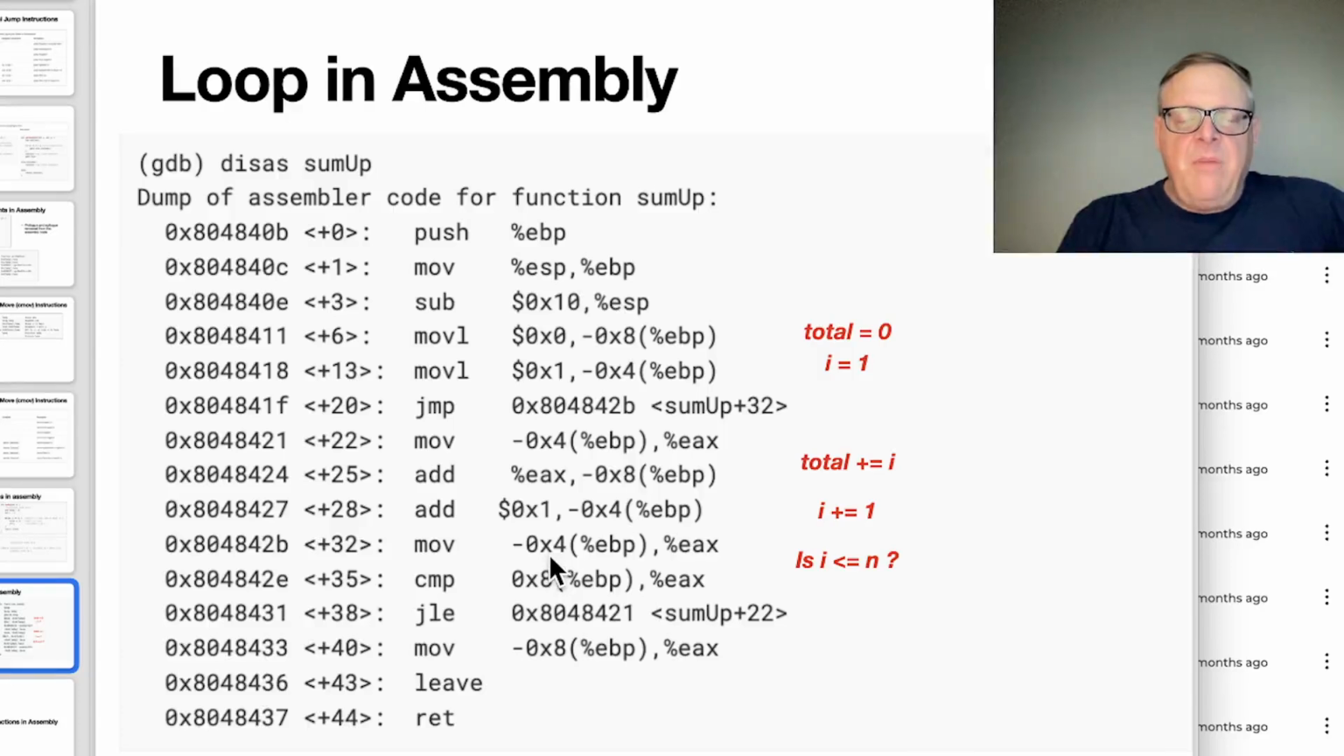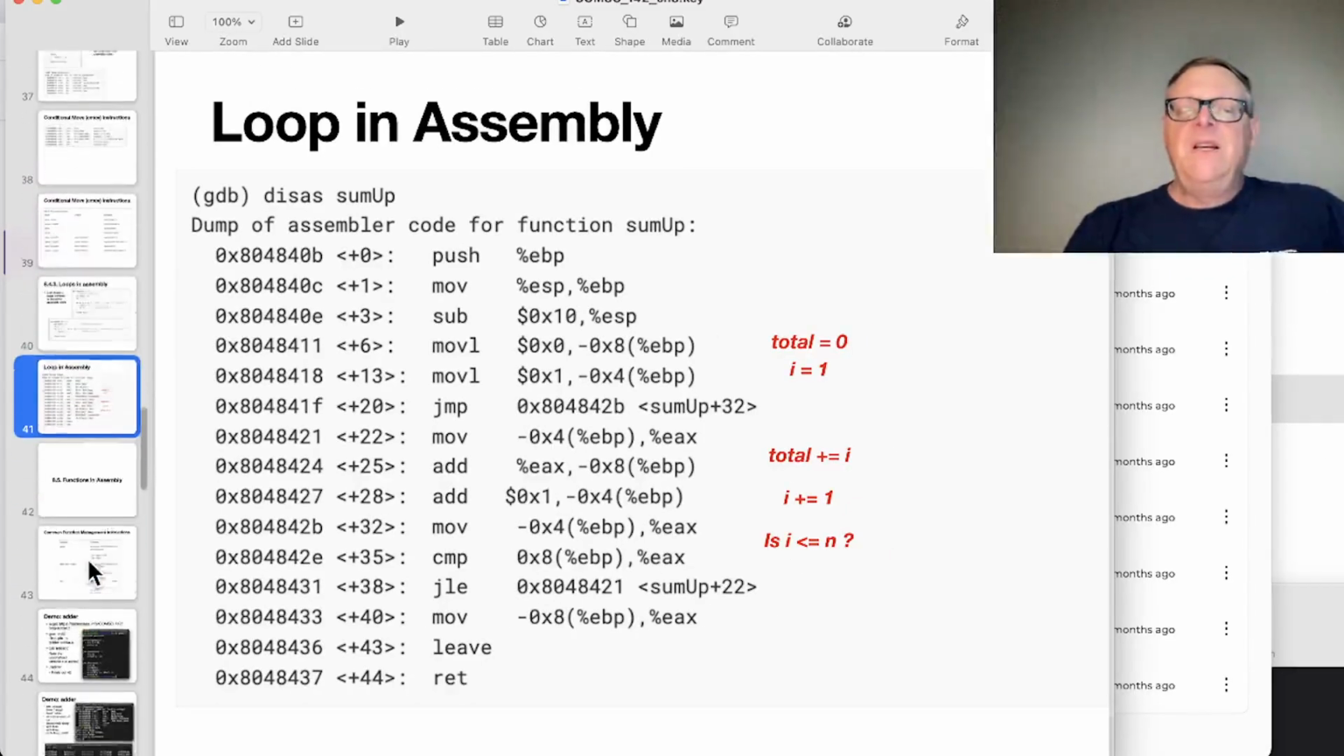So now I move 4 from EBP, which was i, move i into EAX. And then compare the other number to EAX. And jump if less than or equal up here. So this is what checks to see if i is less than or equal to n. And if we're still in the loop, it will jump back up here. This is the loop, back to 22. Here it will add something to the total and increment i and then go again. So that's the way it works. All right. You can read this assembly code and you see it does the same thing as the C code. It's just a little more primitive.